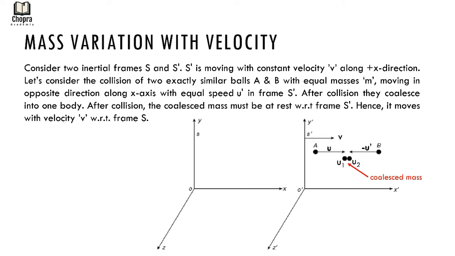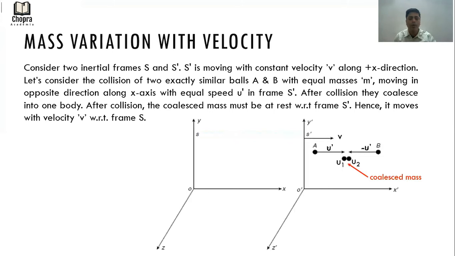Let us consider a hypothetical case of a collision of two exactly similar balls. By similar I mean they have exactly equal masses m. Similar balls A and B moving in opposite direction along x-axis with equal speed u dash in frame S dash. So you can see in the diagram here the masses A and B are colliding. They have the equal and opposite speeds u dash with respect to the frame S dash.